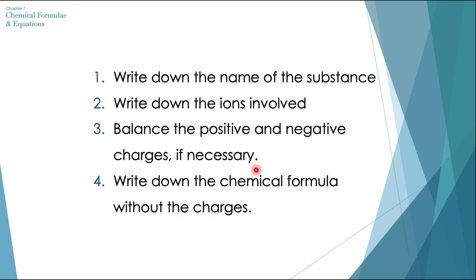But if we have ions like hydrogen and carbonate, then we will need to balance them out. So you know how we balance out. We add one more ion to the positive or negative side depending on their charges. We're going to balance them out, and then in the end we're going to write the chemical formula without any charges. Okay? Because the charges cancel each other out. It's simple. So this is how we are going to work out chemical formulas from ions.